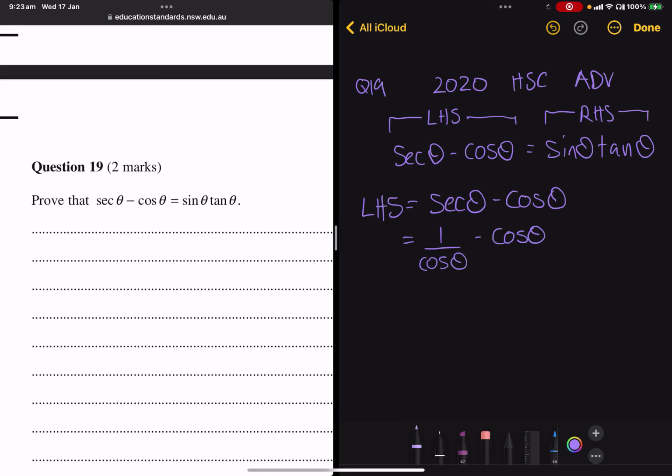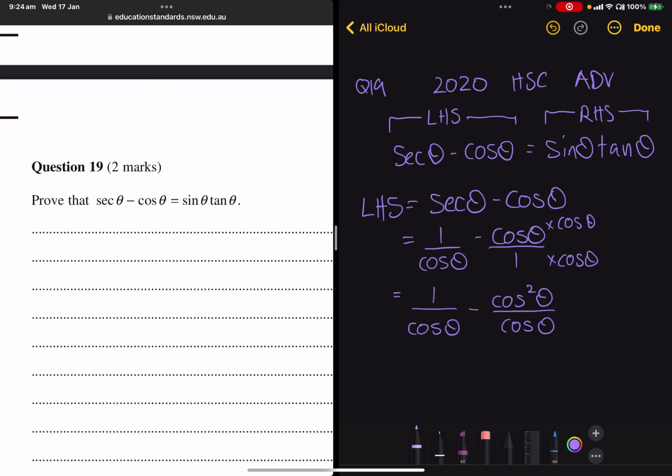Now these can just be added together. Cosine theta is of course cosine theta over 1. We need to make the denominators the same, and then we're going to add them. Subtract them in this case, but combine them together. So multiply the numerator here by cosine theta, multiply the denominator here by cosine theta. This gives me 1 on cosine theta minus cosine squared theta on cosine theta.